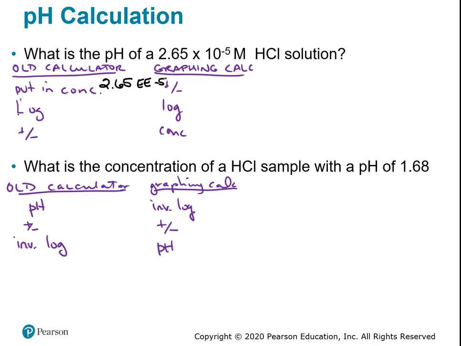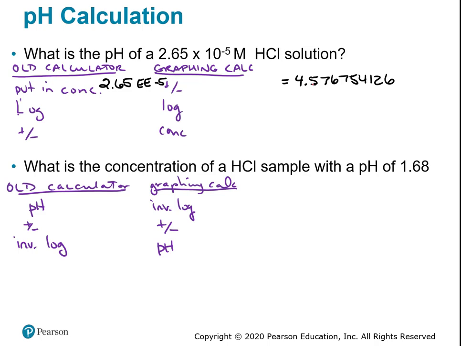If you have the old calculator, then make sure that you first put in 2.65, EE minus 5, then hit log, and then the plus minus symbol. So 2.65 EE, log. No matter which way you did it, did everybody get this? That's a 5. Anybody not get this number? 4.5767544126. Hand raised if you didn't get it.